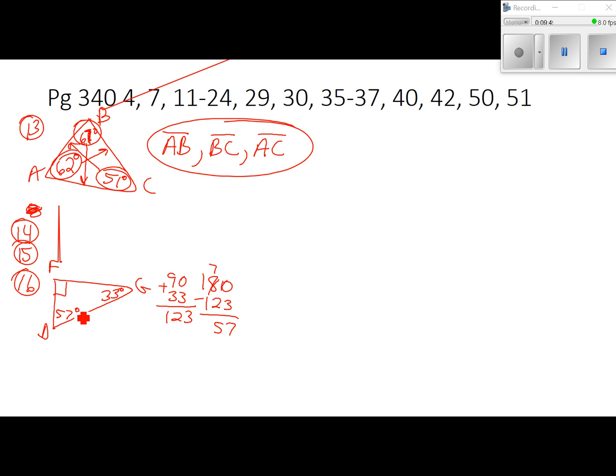Once we know that, now we can list the sides from shortest to longest. This is the smallest angle, so the side across from it, which is DF or FD, has to be the shortest. Then this is the next one, and the side across from it is FG. And then the longest side has to be across from the right angle, and that is segment DG. So the longest side is always across from the biggest angle, and vice versa.